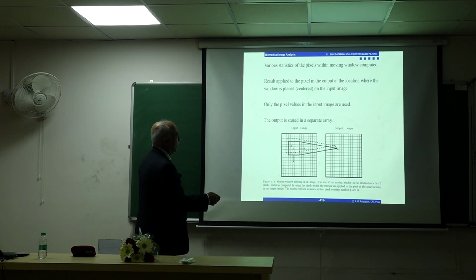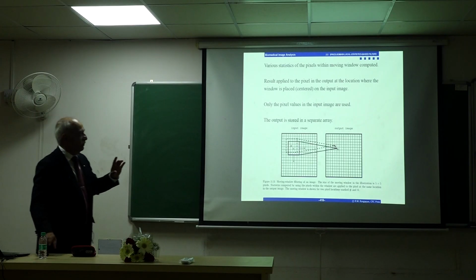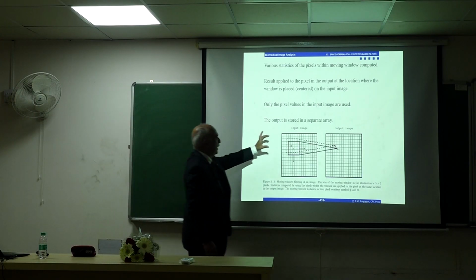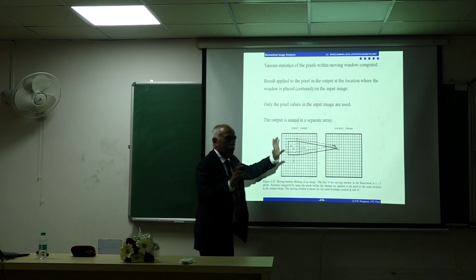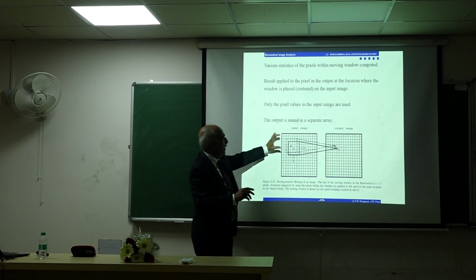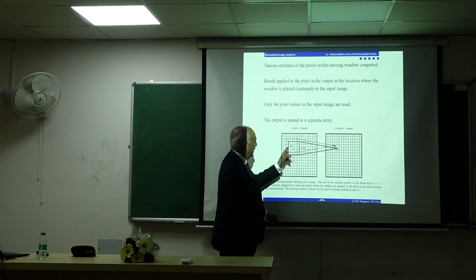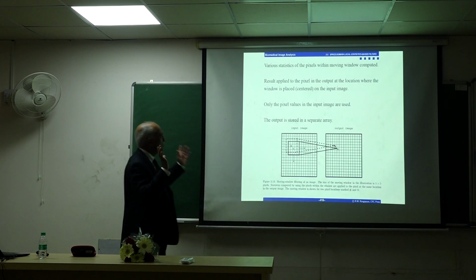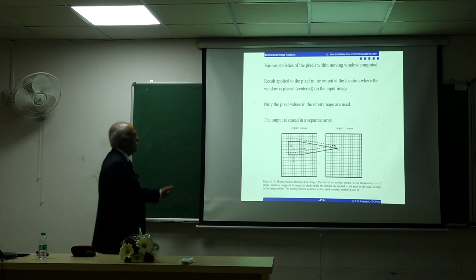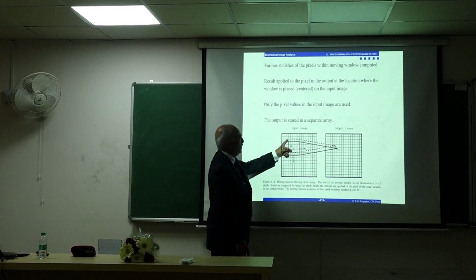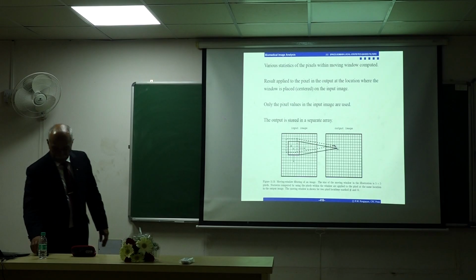So this is a moving window over the entire image. You position that window at some location, and you compute statistics or do some operation on the pixels within the window, and apply that result in the output image at the location of the center of the window. Note that only pixel values in the input image are used. The output is in a separate array.